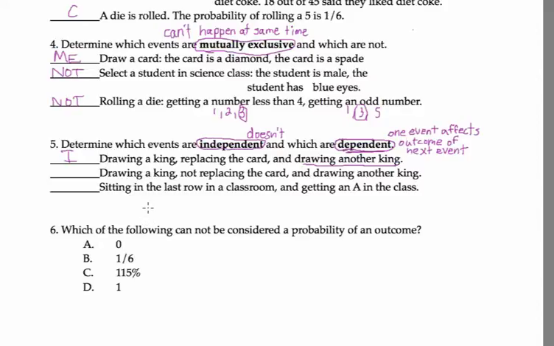Drawing a king, not replacing the card, and drawing another king. If we're not replacing the card, now the probability of drawing the second king is changed, and so therefore those are dependent. This one you could maybe argue with me. Sitting in the last row in a classroom, getting an A in a class. I would argue that those two events do not have an effect on each other, therefore independent.